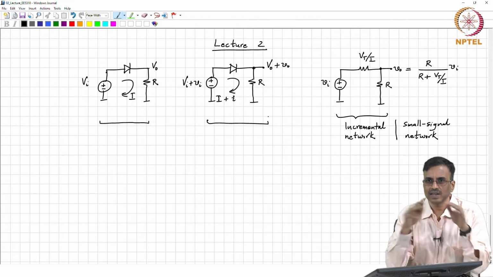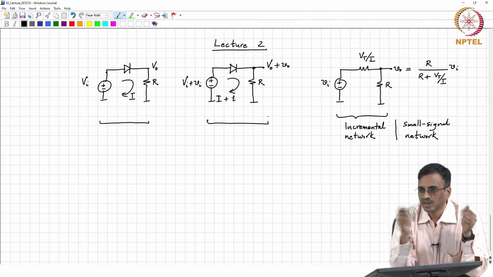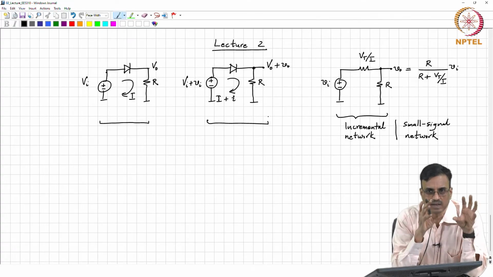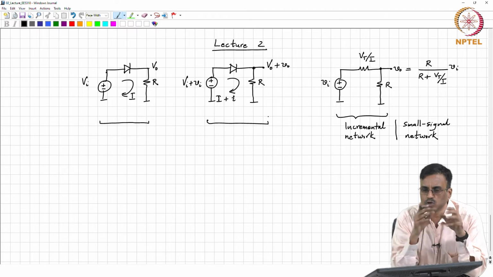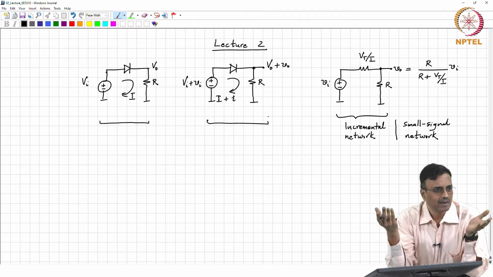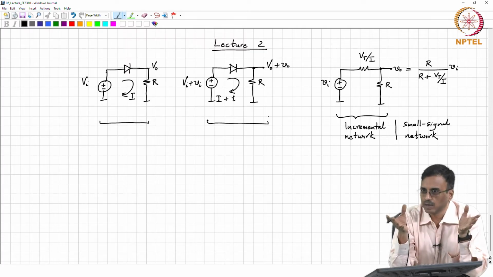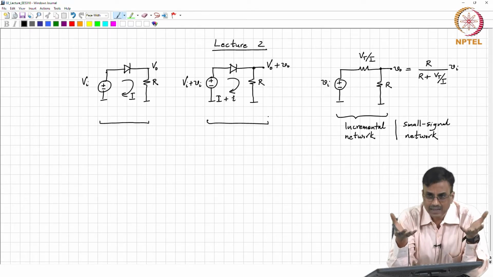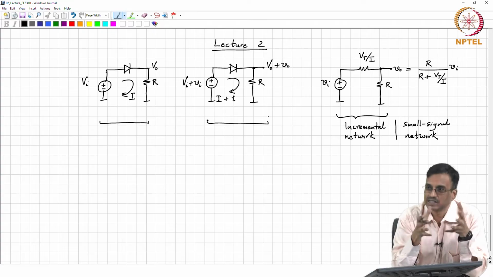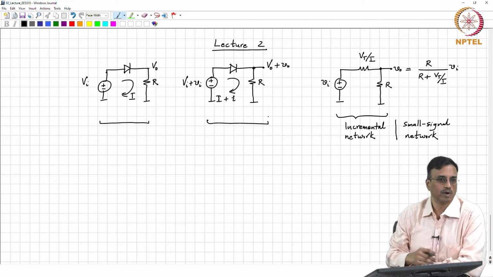It seems reasonable that there must be a way of going directly from, given the two networks, we should be able to draw the incremental network right away without having the need to write the KCL, KVL equations for each network, subtract and all that, right? Rather than subtract sets of equations, it's likely that we will be able to subtract the networks themselves. We'll see what that means going forward.